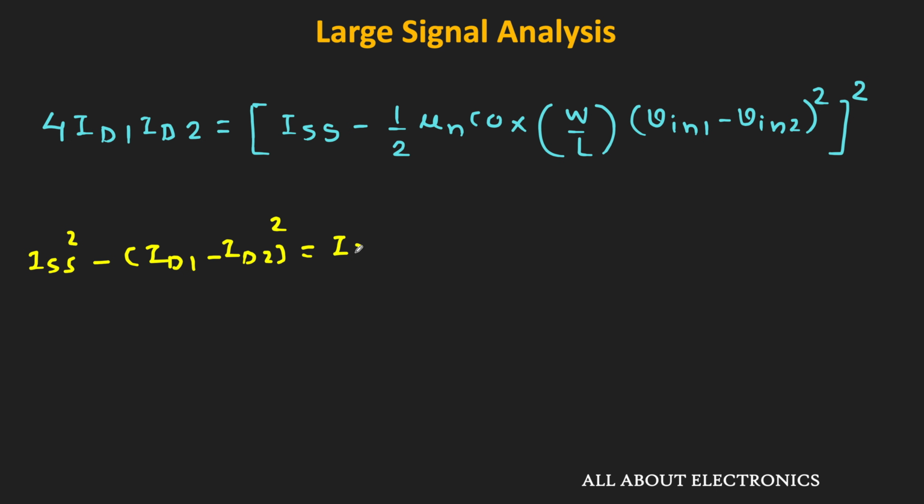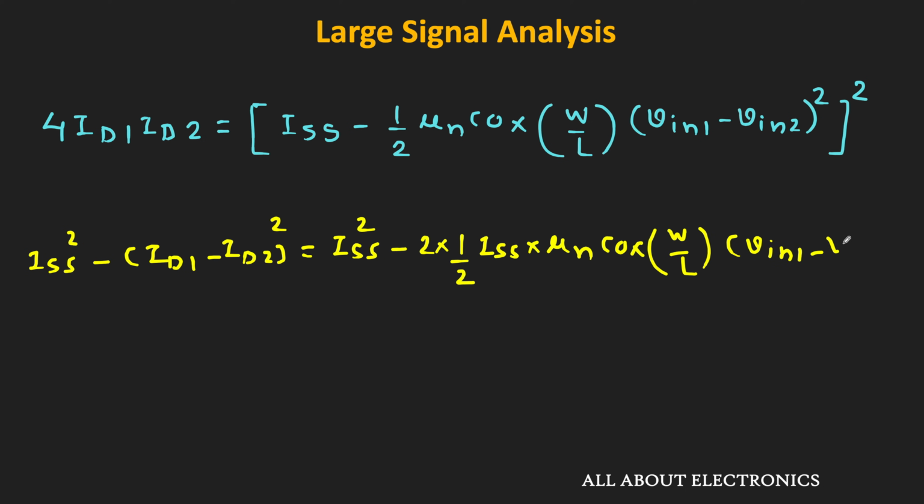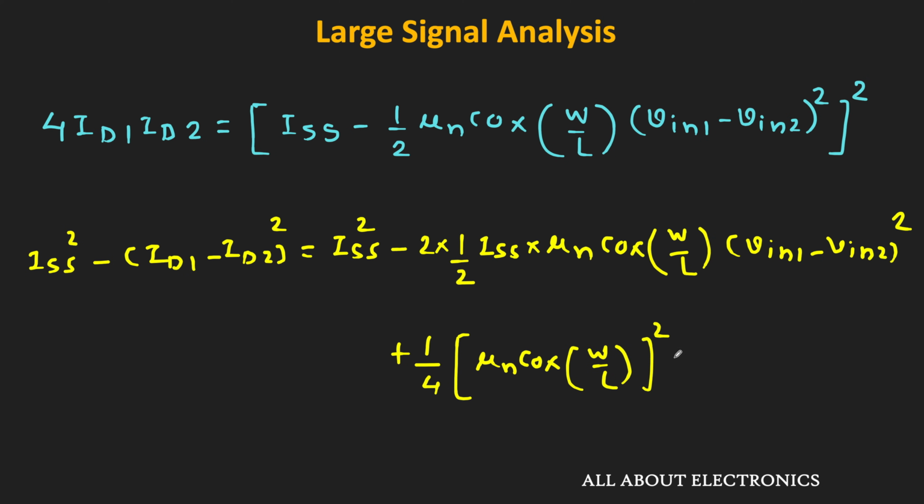to this ISS square minus 2 times half times ISS times mu n times Cox times W divided by L times this (v in 1 minus v in 2) whole square plus the square of this term, that is equal to 1 by 4 times this (mu n times Cox times W divided by L) whole square times this (v in 1 minus v in 2) raised to 4.